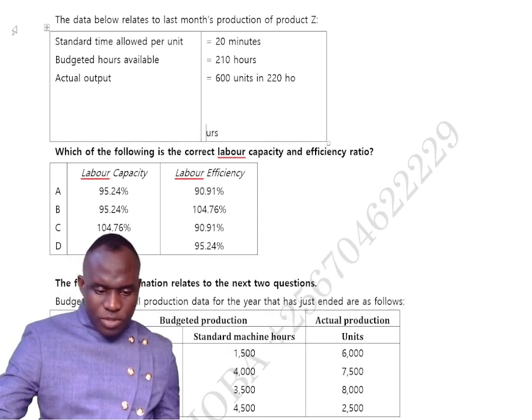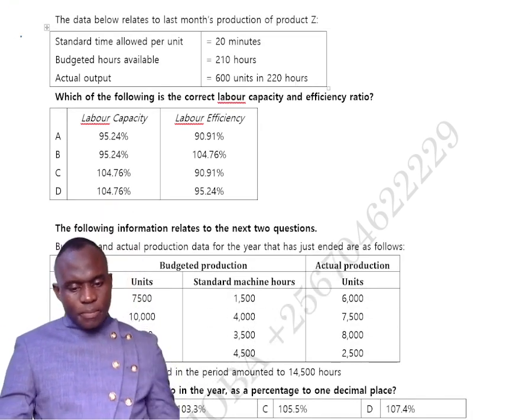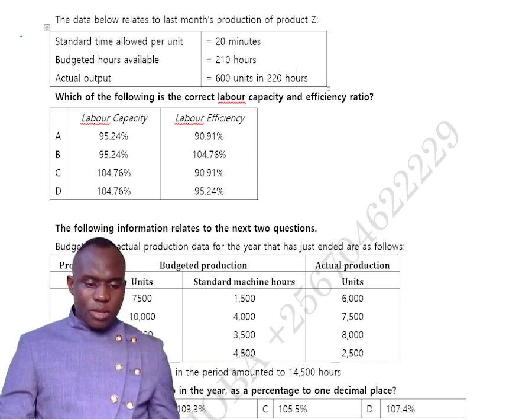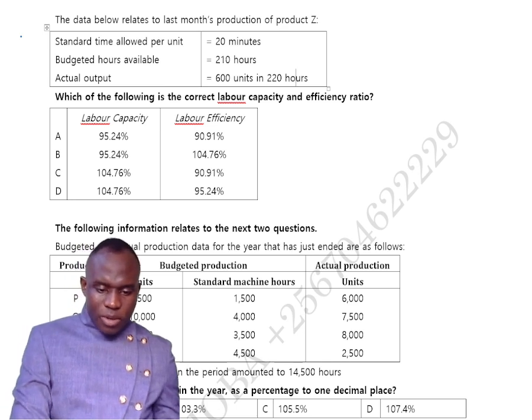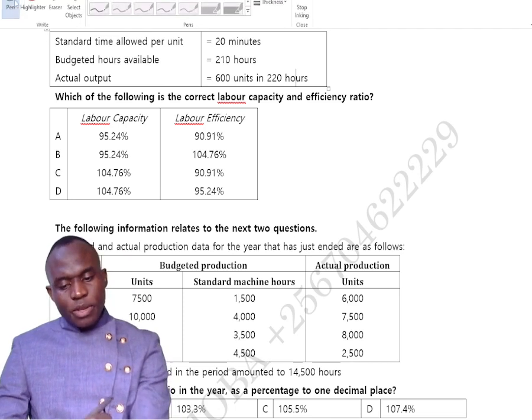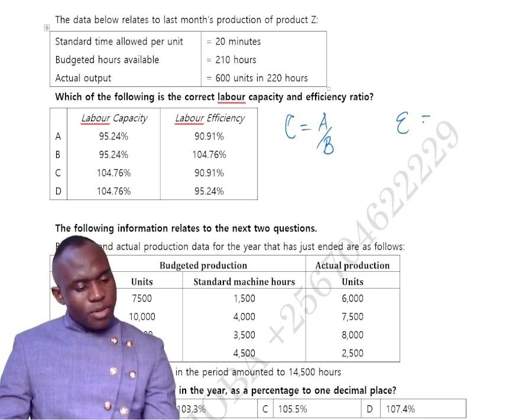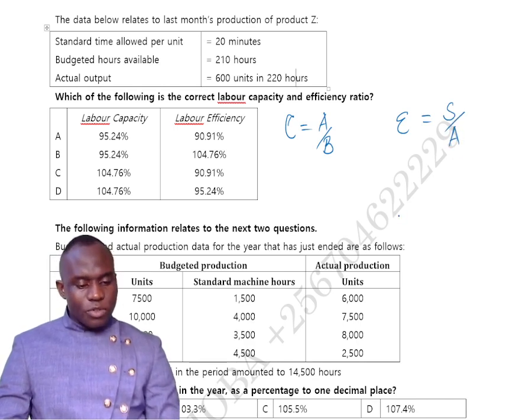So we can try out some more questions on the labor ratios. Now the first one is, which of the following is the correct labor capacity and labor efficiency ratio? So they want us to calculate capacity ratio and efficiency ratio. And capacity is A over B and efficiency is standard over actual. So we just copy and paste.